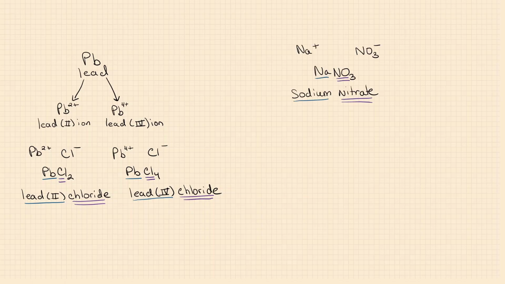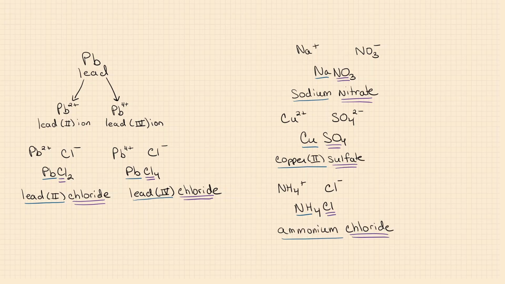What if we throw polyatomic ions into the mix? We just use their names unchanged. Nitrate, NO3-, will combine with sodium to form sodium nitrate. Sulfate, SO4 2-, will combine with copper(II) to form copper(II) sulfate. And ammonium, NH4+, will combine with chloride ions to form ammonium chloride. Many acids are ionic, so let's take a look at how to name those.